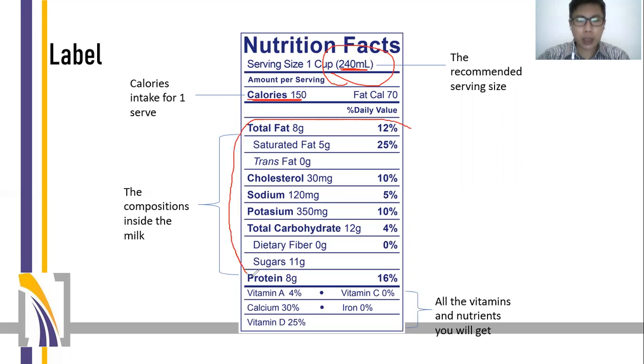And then there's also the value that you will get, which is in here. There will be fat, cholesterol, sodium, or you could say natrium, which is also salt, potassium, which is something that you could find in banana. And then also the carbohydrate and protein. This is the composition. And you also will get the vitamins and the nutrients over here.